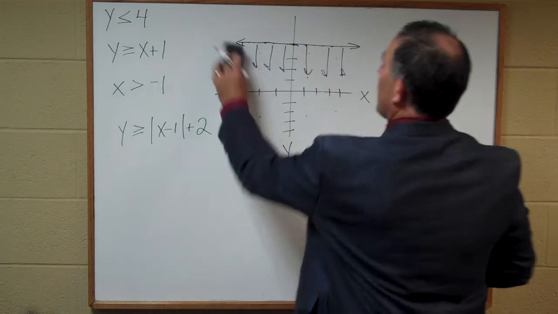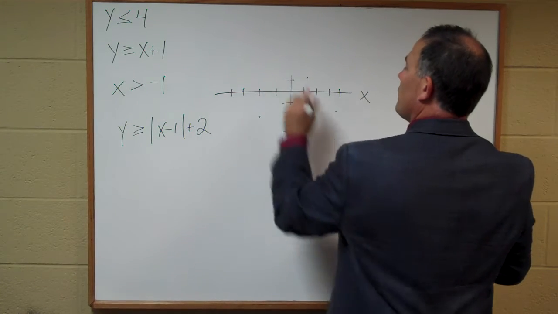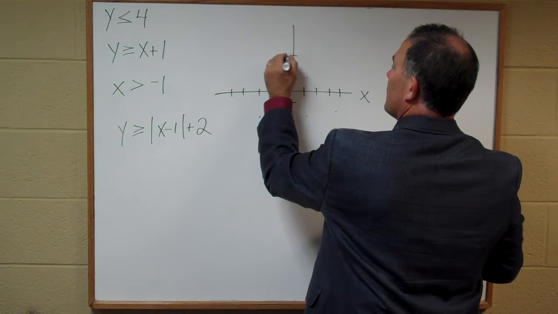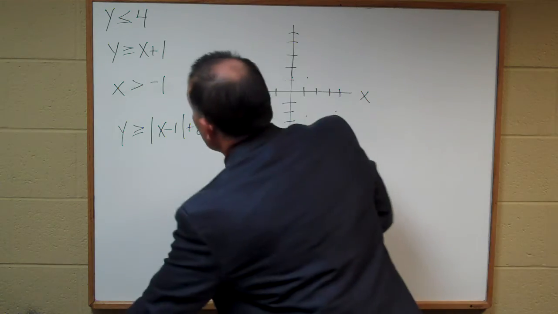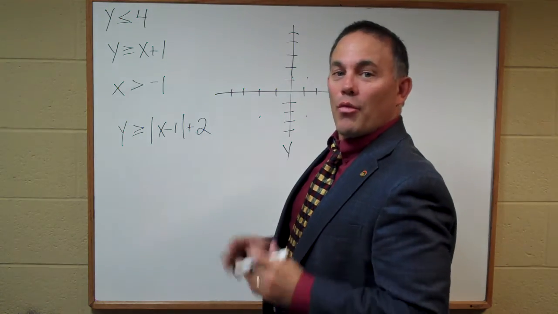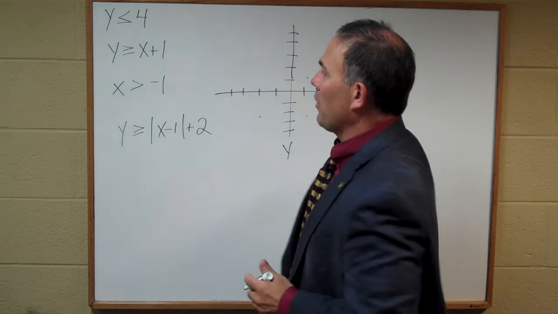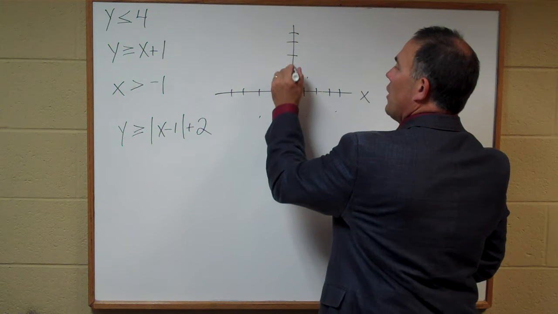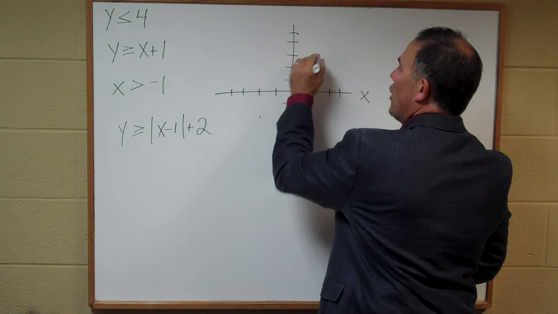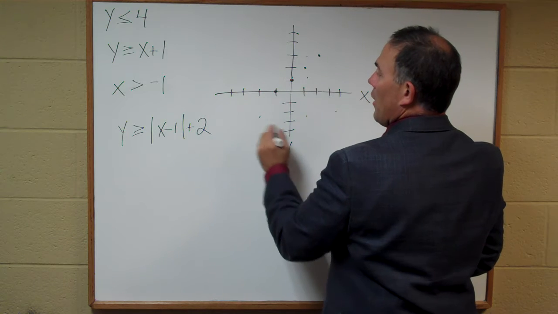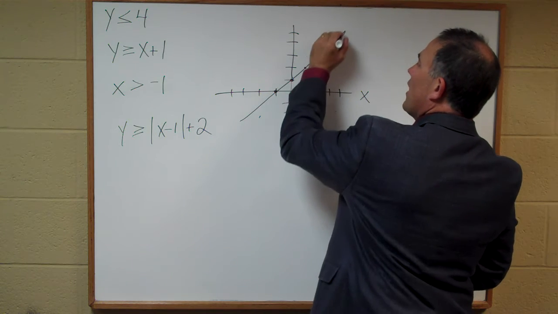Now let's go ahead and graph a second inequality. So I'm going to start by graphing the line y equals x plus 1. The y-intercept is 1. The slope is 1. I'll go up 1 and over 1 a couple times. Okay? I get a line going here.